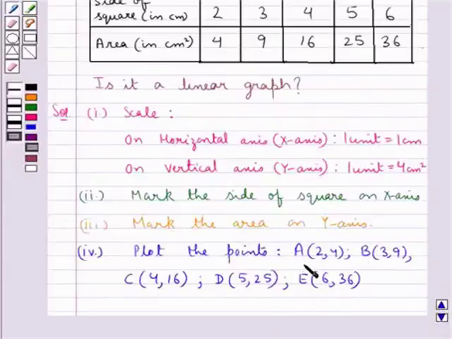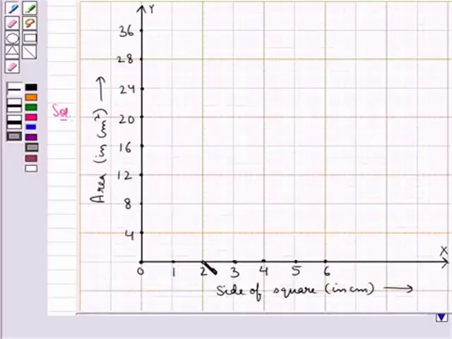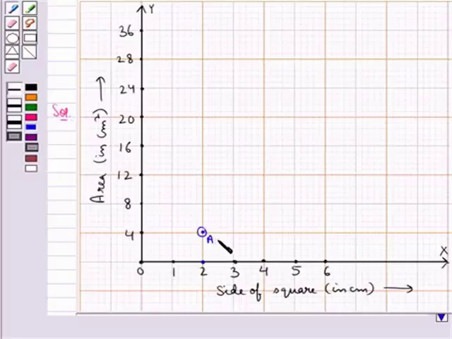First, let's plot the point A with coordinates 2, 4. For this, we locate the point 2 on the x-axis. This is the point 2 on the x-axis. From here, we move up along the y-axis to reach the point that corresponds to 4 on the y-axis. So this is the required point A with coordinates 2, 4.